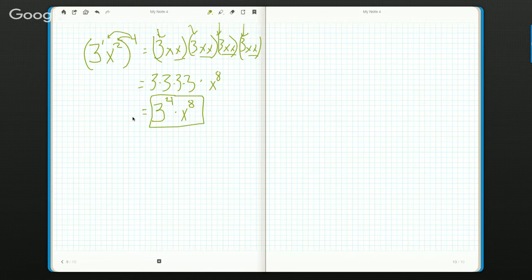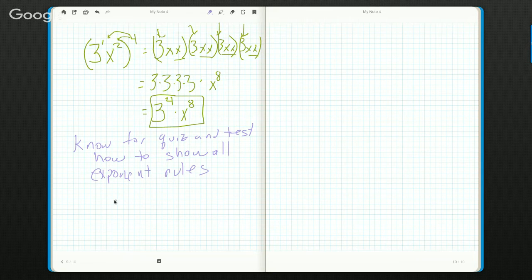And you will need to, I'm just going to write this down. Know for quiz and test how to show all rules, all exponent rules by expansion.